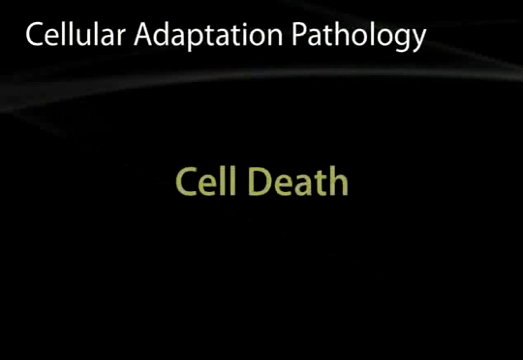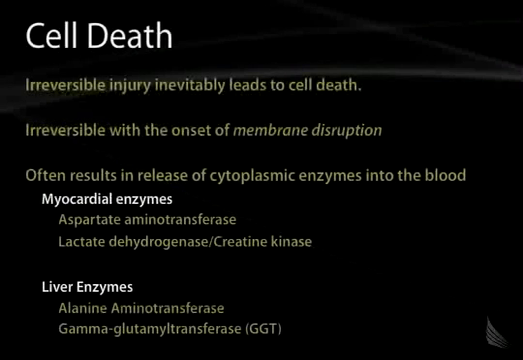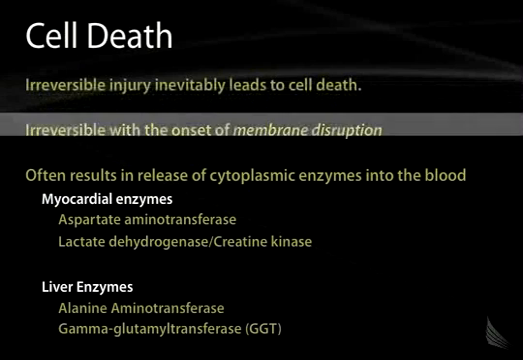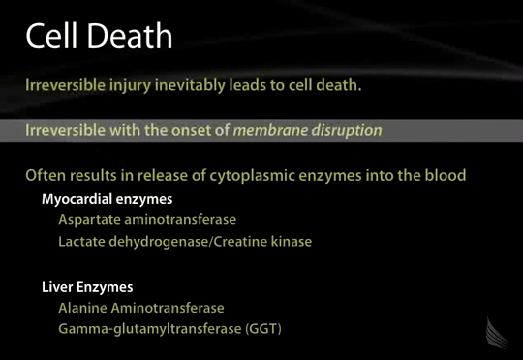This section will continue our discussion of cellular adaptation to stress and injury by talking about cell death. When an injury becomes irreversible, this leads inevitably to cell death. And an injury becomes irreversible with the onset of membrane disruption. Once membranes get disrupted, the cell is destined to die.